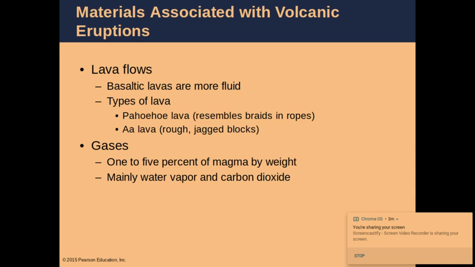There are two basic types of lava flows. One is called Pahoehoe. That resembles braids and ropes. I'm going to show you a picture. It actually just looks like a pile of ropes. And then we have one that's called A'a, which is not as smooth and has more jagged and rough blocks. Gases overall make up 1 to 5% of the magma by weight. That doesn't sound like much, but if you think about the density of gas versus the density of rock, you start to understand that there's actually a lot of gas in there. Those gases are mostly carbon dioxide and water vapor.